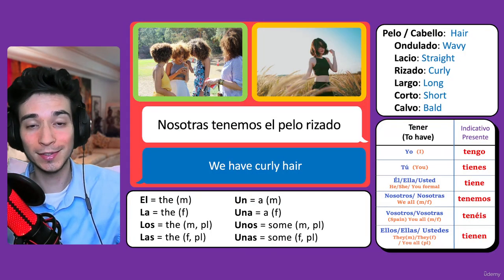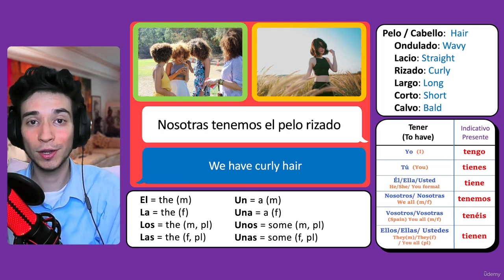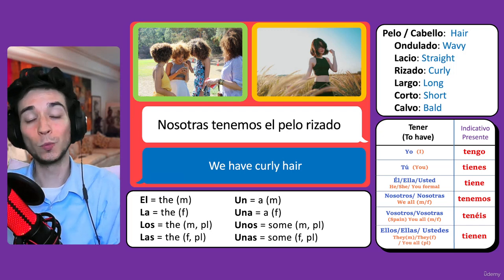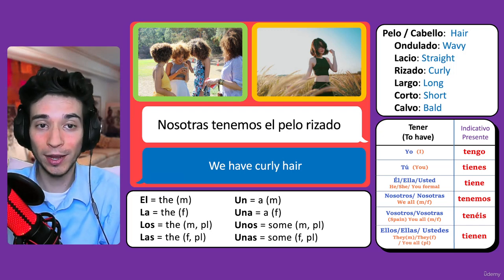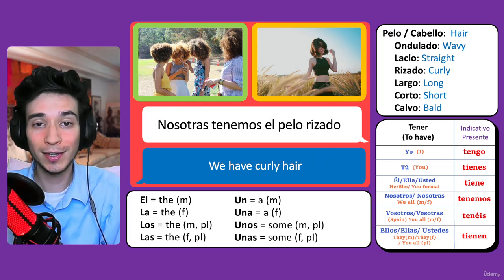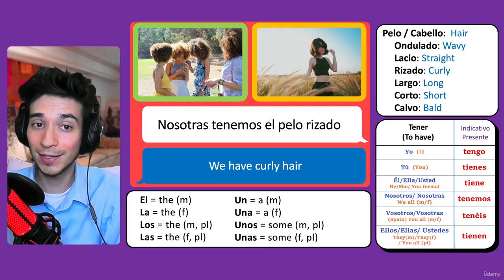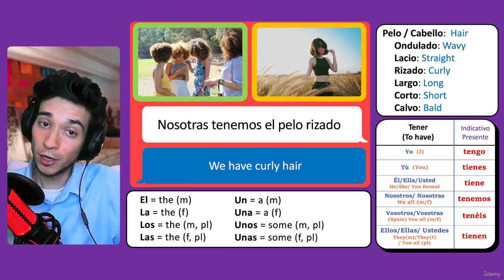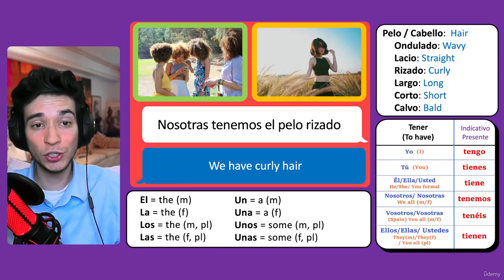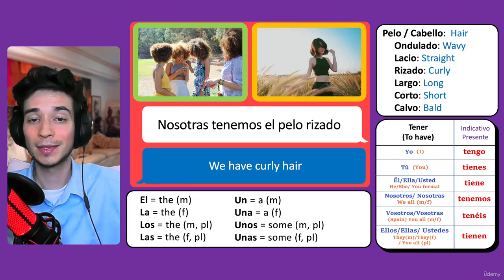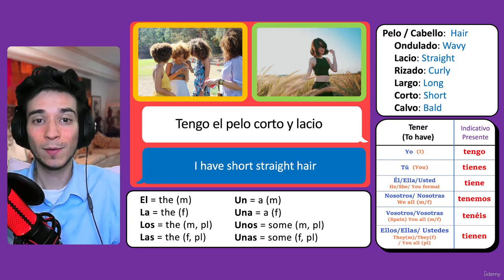So the first one is, nosotras tenemos el pelo rizado. Nosotras is we for female. So we have curly hair. So everyone in the picture is women, so you can say nosotras. Nosotras tenemos el pelo rizado. We have curly hair. You can also say nosotras tenemos el pelo chino. We have curly hair too, Chinese hair. And the next one.